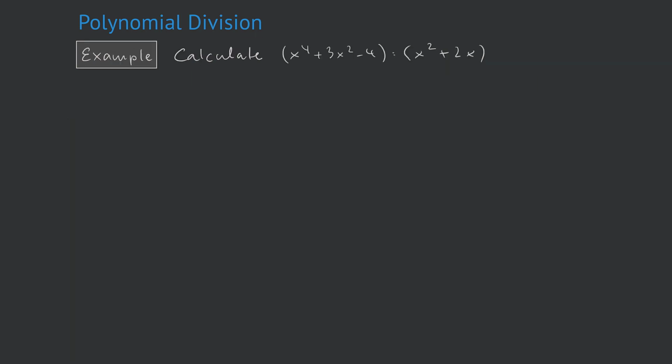Let's do one last example. We want to calculate the polynomial division of this polynomial divided by this polynomial. This example is different to the other two examples in two aspects. First, the polynomial by which we divide is not a linear factor, but actually it's a quadratic polynomial. Second, it will turn out that the polynomial division does not work out. That means the remainder will not be 0. So let's see how that works.